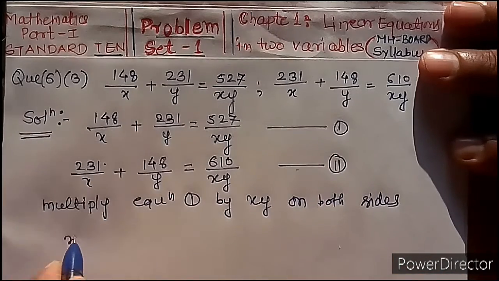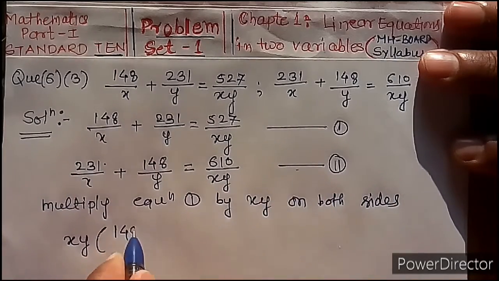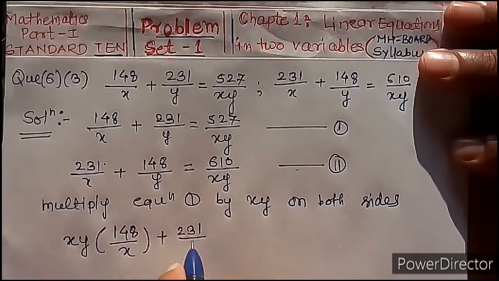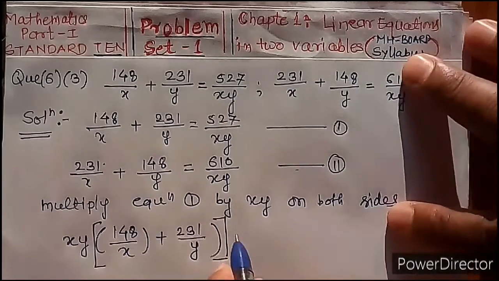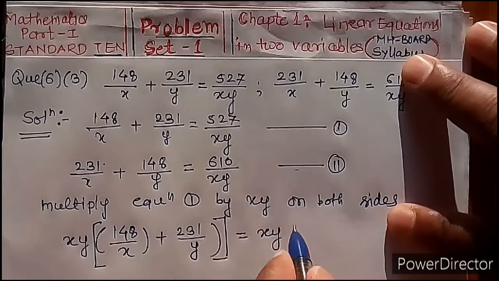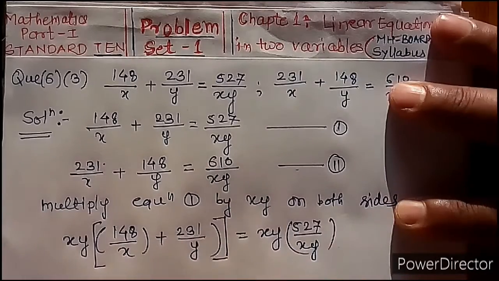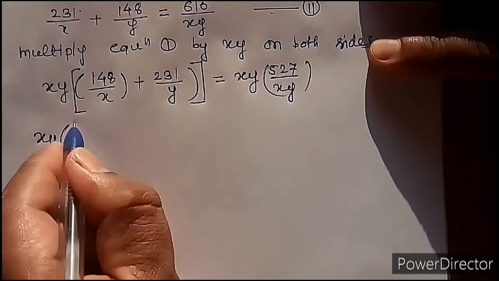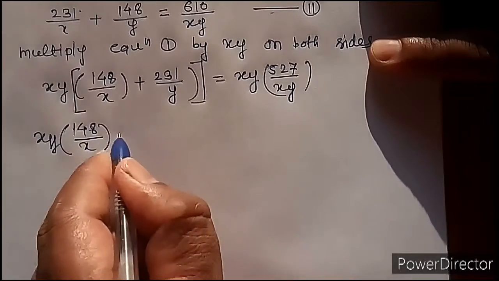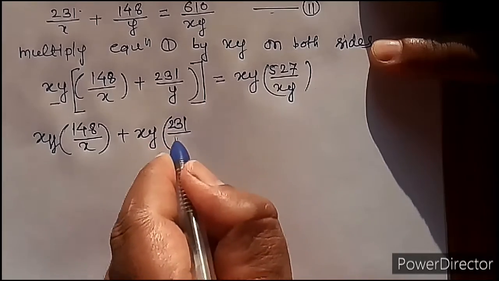What we get is that xy will be multiplied to the left hand side of equation 1, that is 148 by x plus 231 by y. Now multiply xy to the complete left hand side. Now the same xy will be multiplied with the right hand side, that is 527 by xy. On solving this, xy is multiplied with 148 by x separately, plus xy multiplied with 231 by y separately.